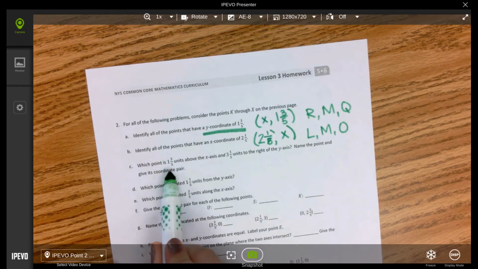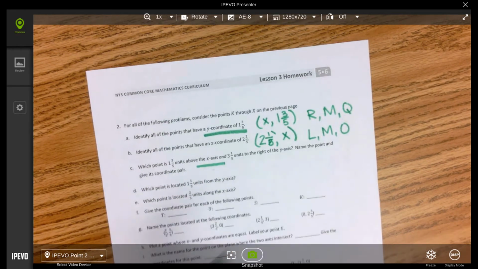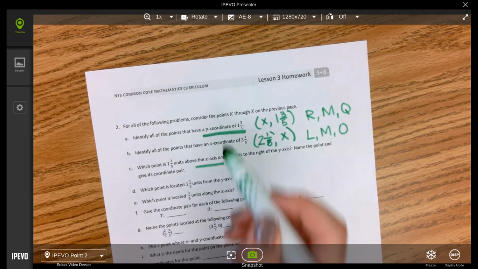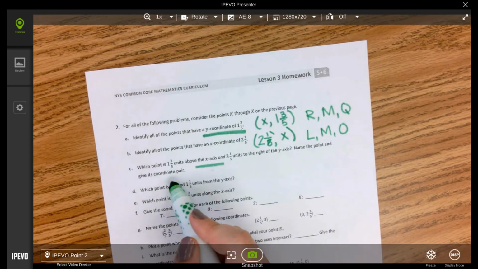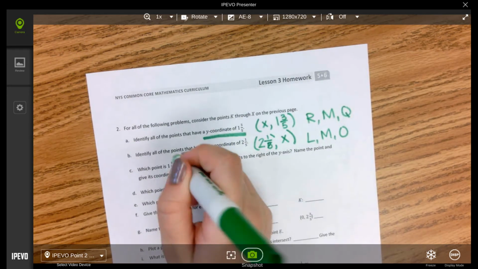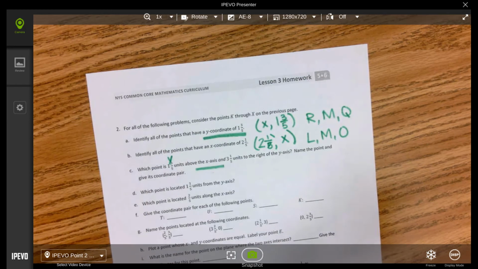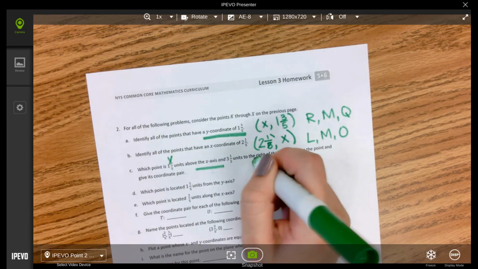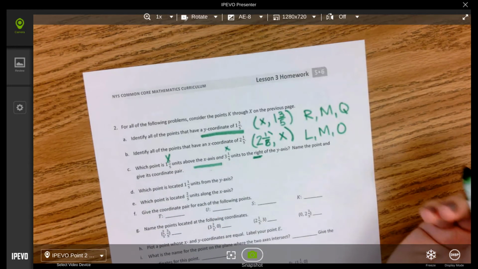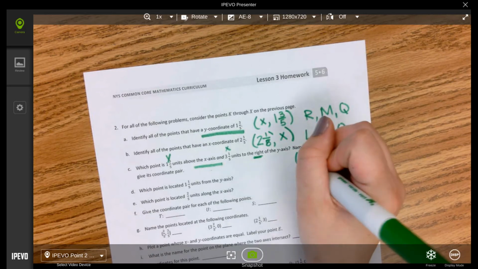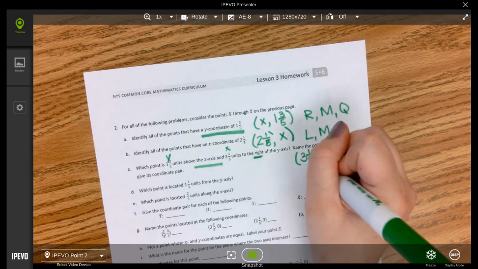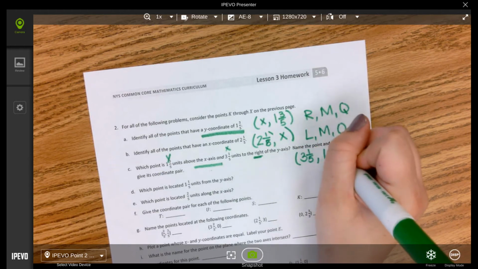Which point is 1 3/5 units above the x-axis and 3 1/5 units to the right of the y-axis? So name that point and give its coordinate pair. So 1 3/5 above the x-axis. What that's actually telling us is that is our y value. And then this one is saying to the right, remember our x value is always going to be horizontal. So this one's going to be our x. They are trying to trick you right now. So let's write the coordinate first because I think that's helpful. So 3 1/5, comma, 1 3/5.